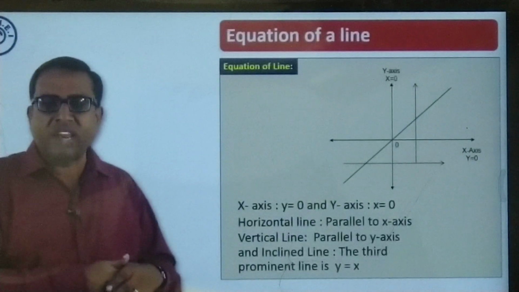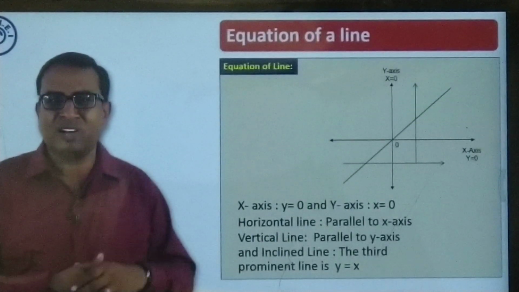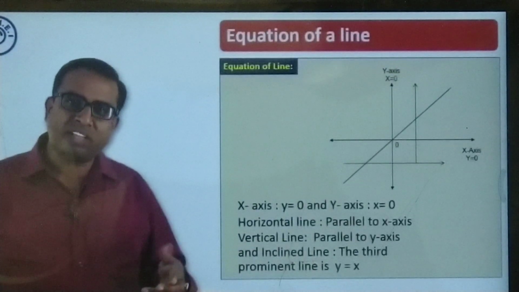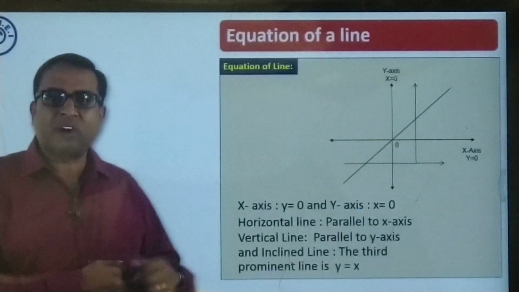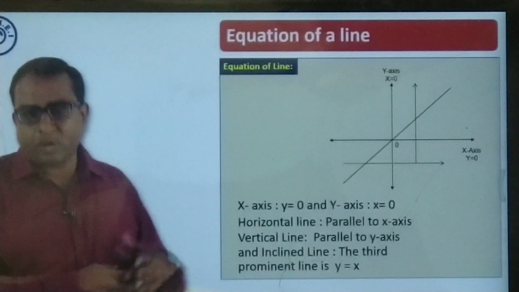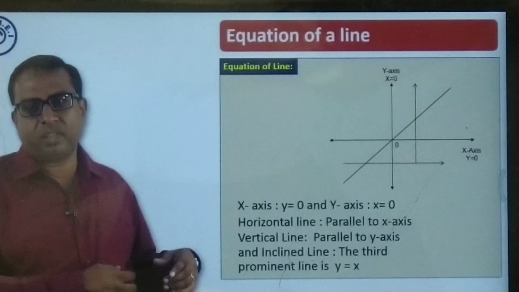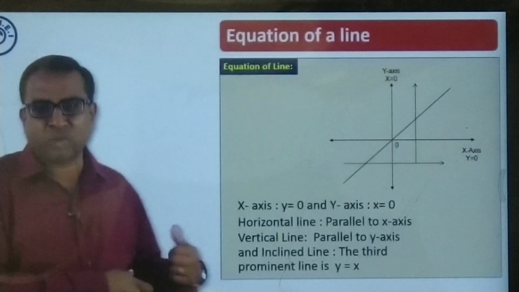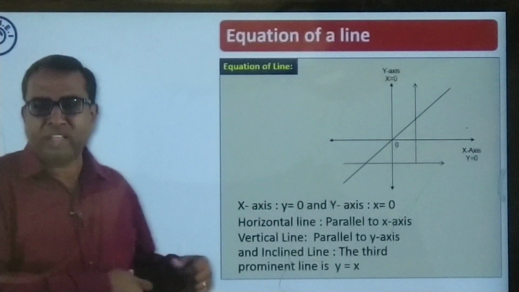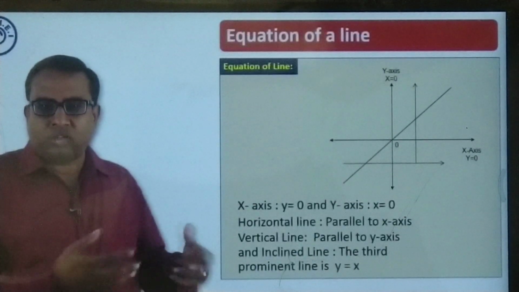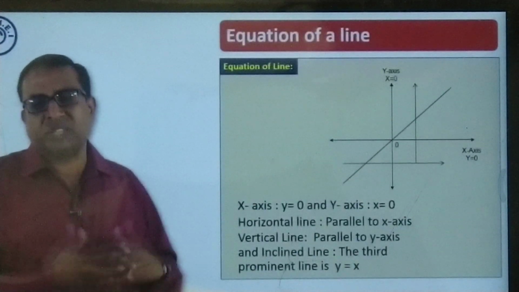That's it. If a line is neither vertical nor horizontal, what else could it be? It has to be an inclined line. So we have a sample inclined line on the sheet there. The third most prominent line after the axes is the line y equal to x. So let's apply this in some examples.